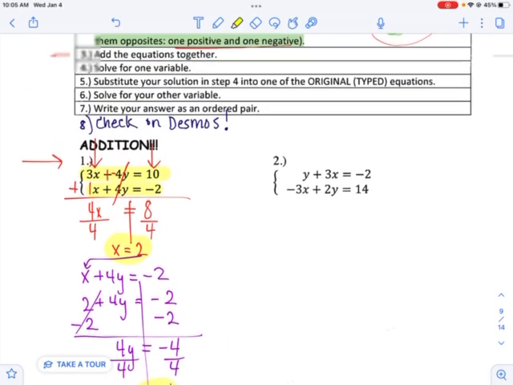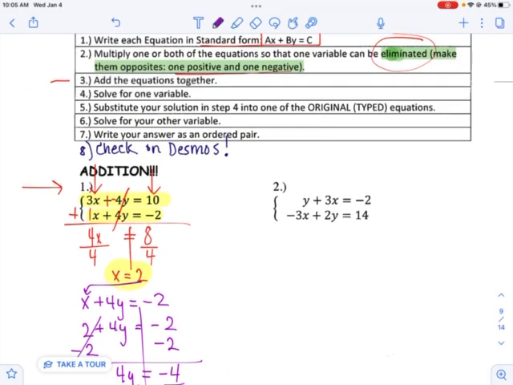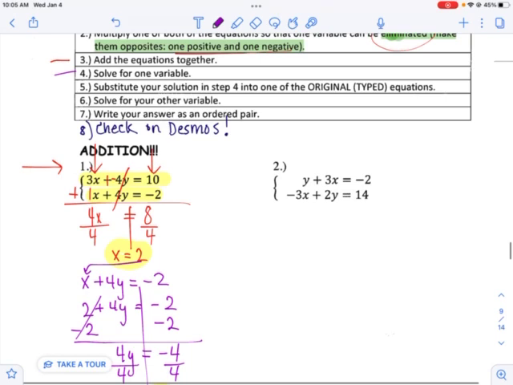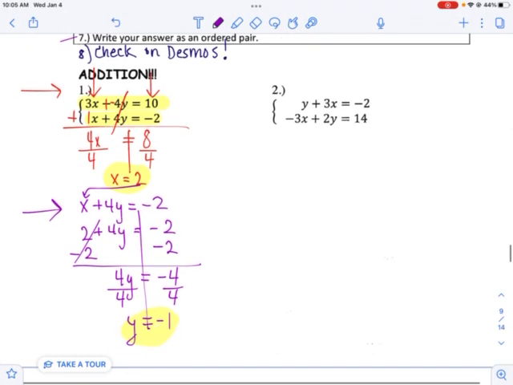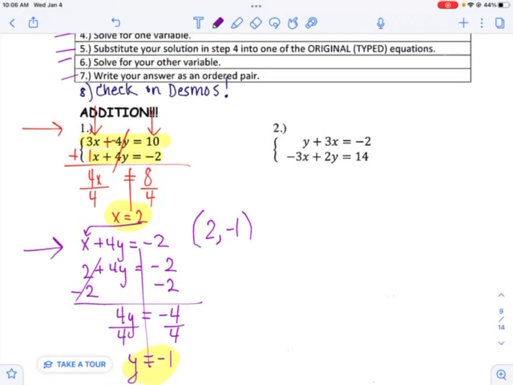Let's go back up and look at our steps. So we solved for the one variable. That was our x. Substitute your solution in step 4 into one of the original equations. We did that here, where we substituted the 2. Solve your other equation. We did that. Write your answer as an ordered pair. As an ordered pair, 2 comma negative 1, which means if I close my eyes and picture this graph, the lines should intersect at 2, negative 1. And then step 8, I want you to write it in, please.